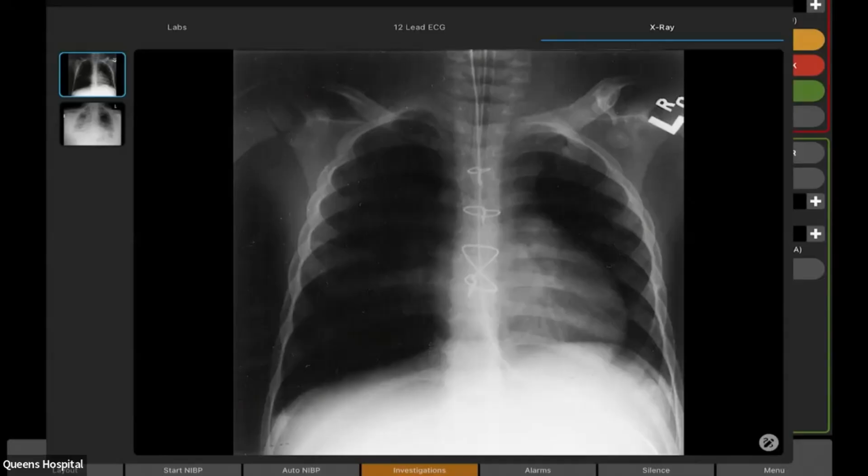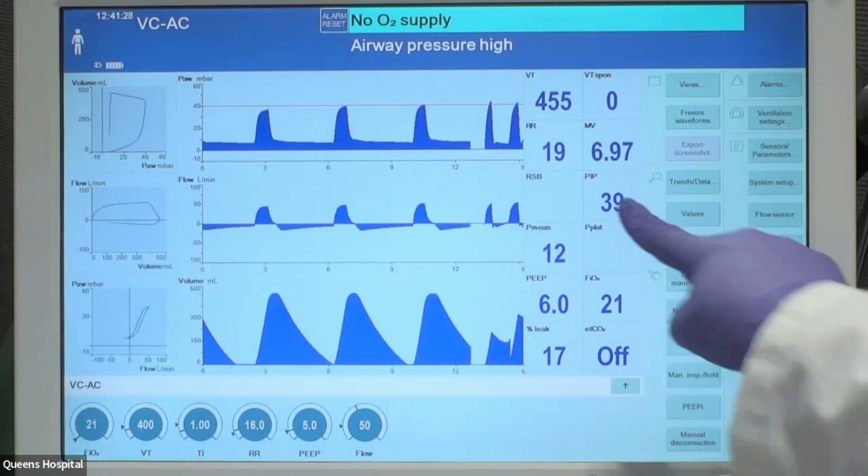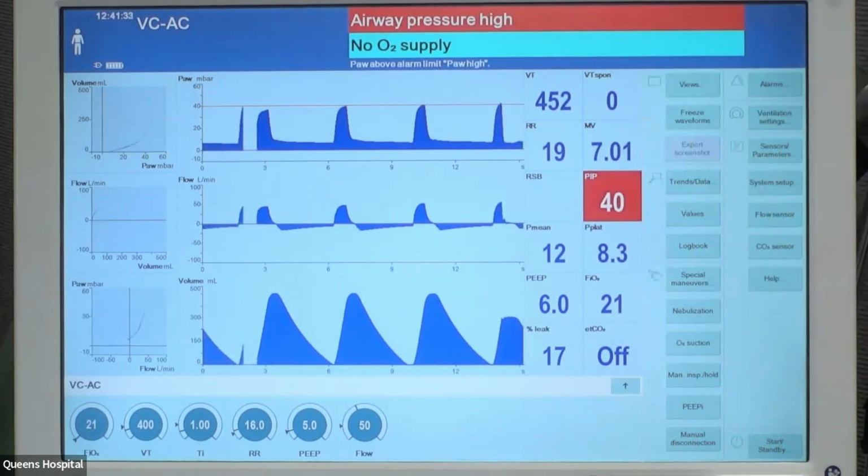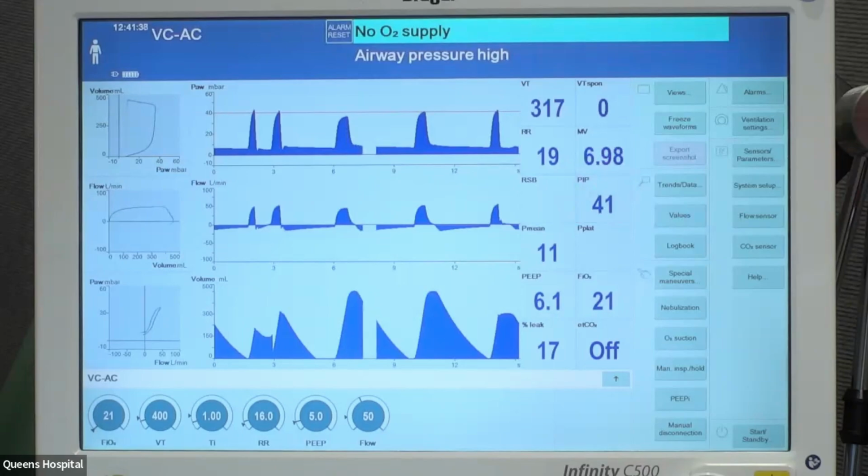That's the morning chest x-ray. Let's go to the vent, which is alarming. Okay, so if you take a look, you notice how you have high peak pressures, and you heard an alarm, so it's alarming airway pressure high, right? So what are some things that you would want to assess on the ventilator?